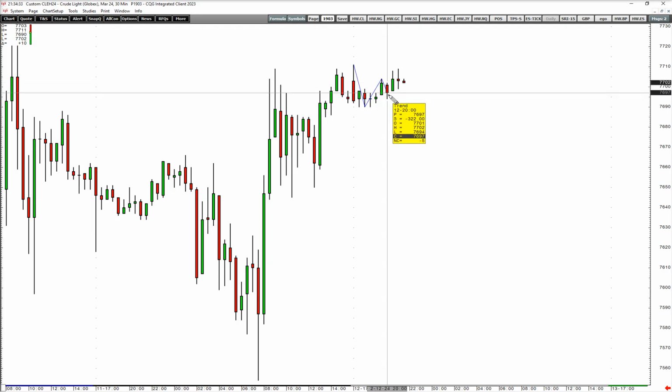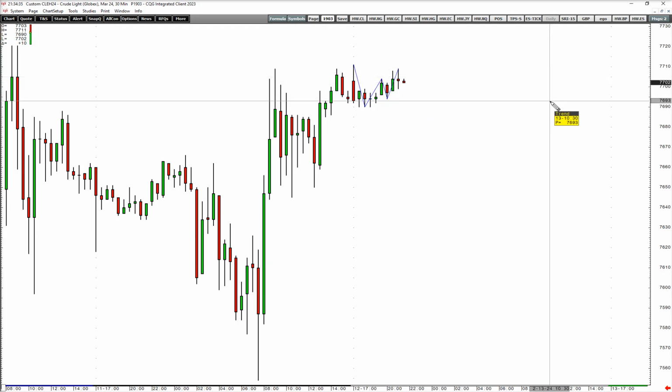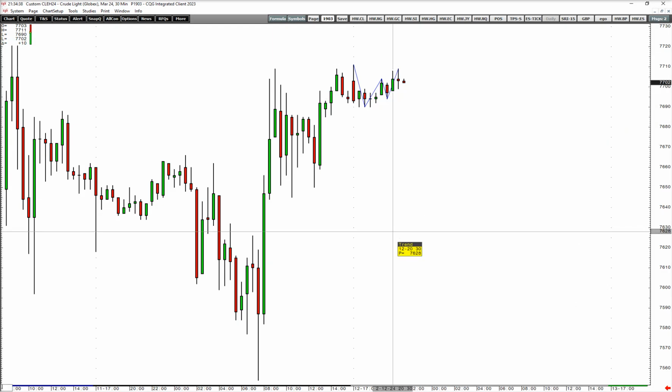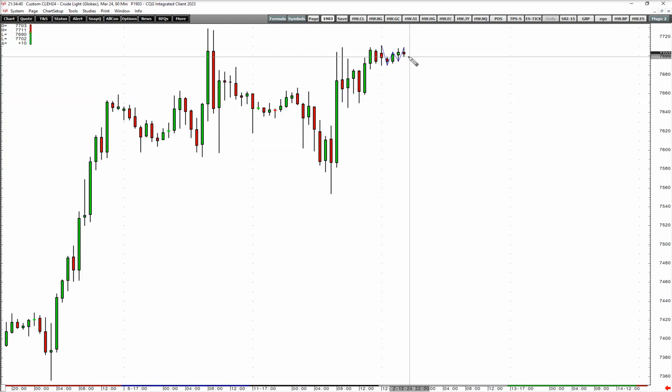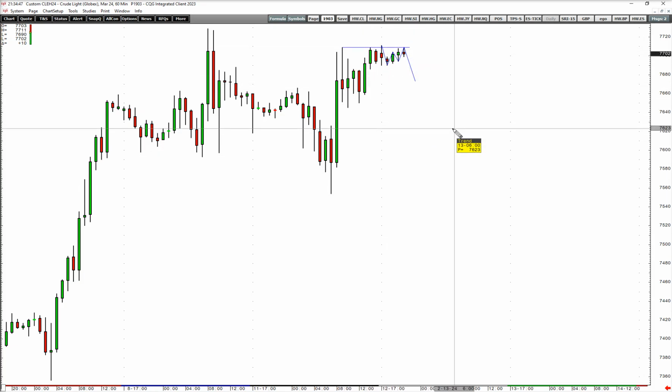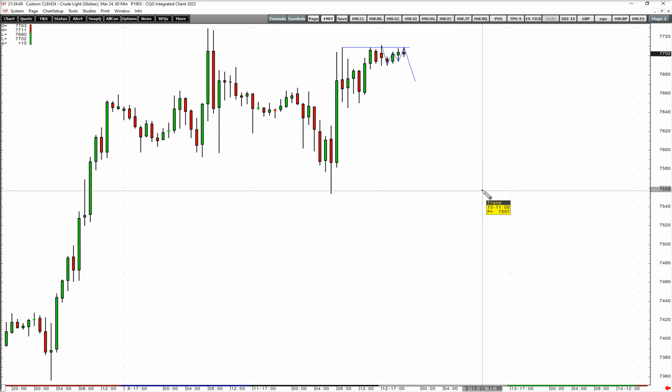But yeah, I don't see anything clean just yet on this. This is a 30-minute, and that's not clean. On the 60-minute, we would need another leg down. But anyway, we'll keep an eye on that tomorrow. Anyway, have a good night.